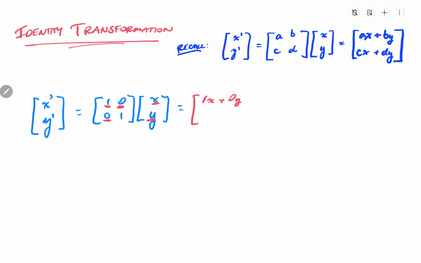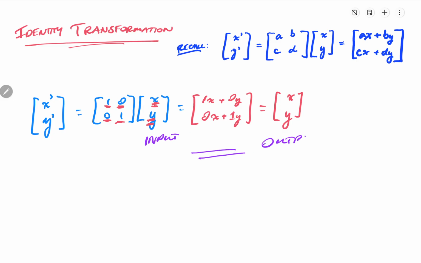We have our first times our first, which will be 0x. And we're going to add the product of the second times the second, which will be 1y. And if we simplify this, we get x and y. And we notice that our input was the same as our output when we transformed it by the identity matrix. Which shouldn't be really a surprise, because multiplying by the identity matrix is basically like multiplying by 1.